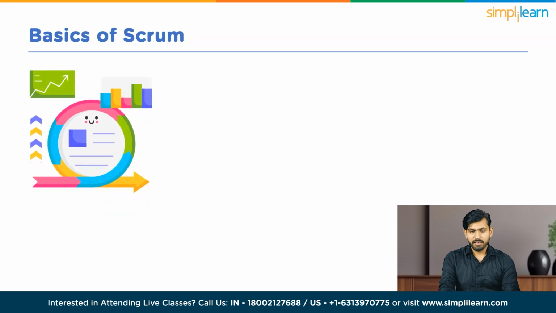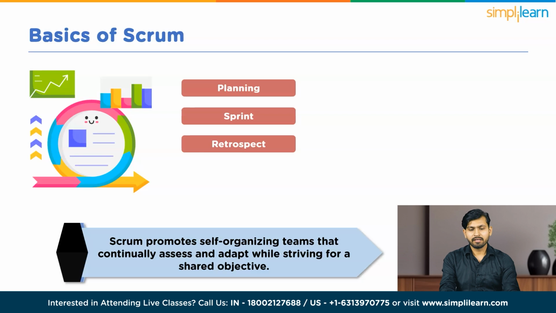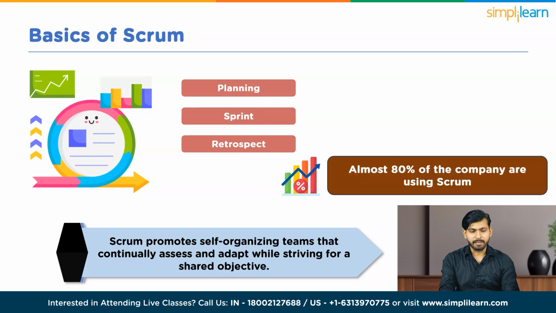Scrum promotes self-organizing teams that continuously assess and adapt while striving for a shared objective. At the conclusion of each stage, a minimum viable product is produced, enabling teams to gather user feedback and respond promptly. The Scrum team is composed of three key roles: the product owner, Scrum master, and the development engineering team. Now let's discuss these things.